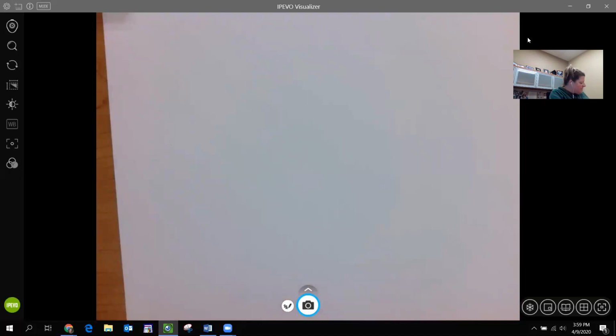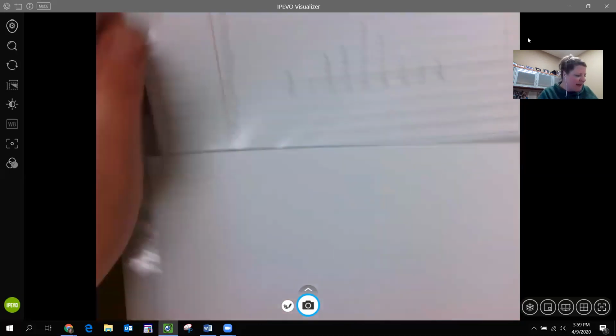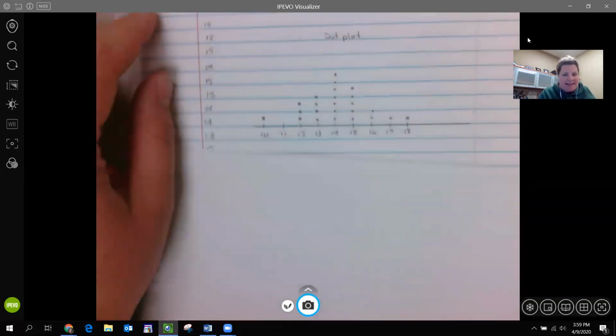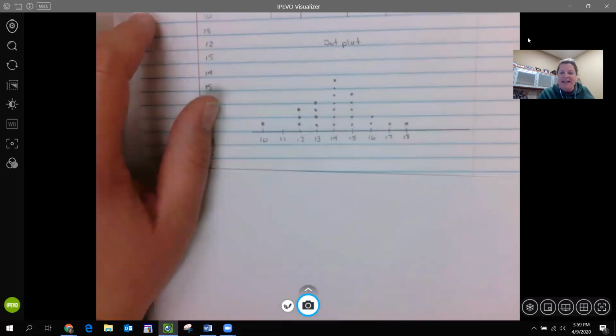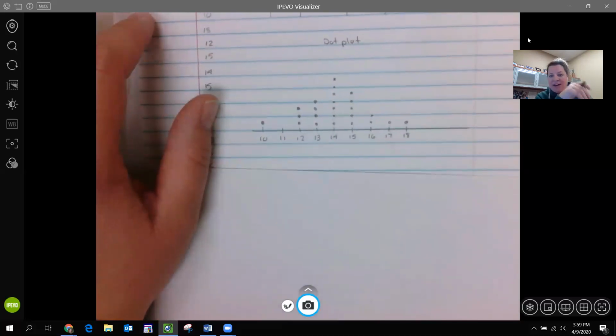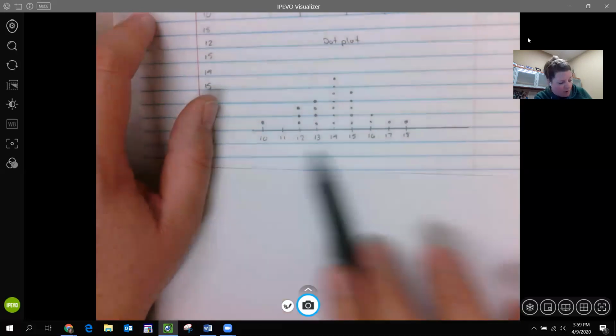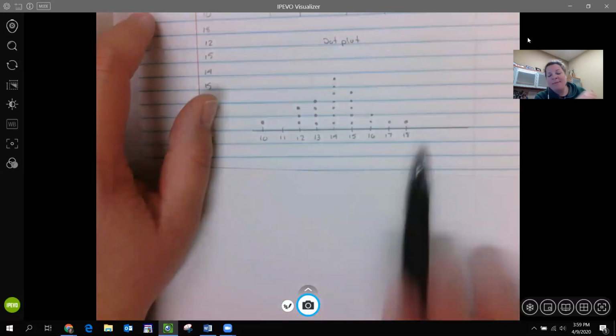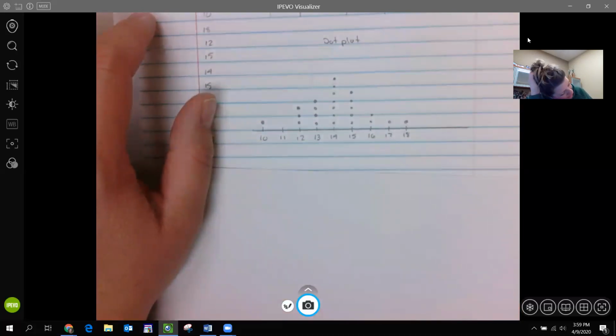Now, the data I just had didn't work well for a dot plot, but this data works well for it. A dot plot is a dot above a number, and notice the numbers go in order, just like a number line. There's a dot for each number that is repeated.